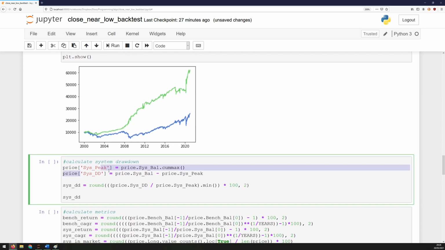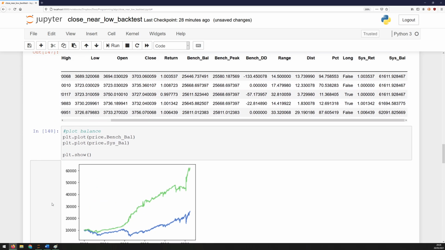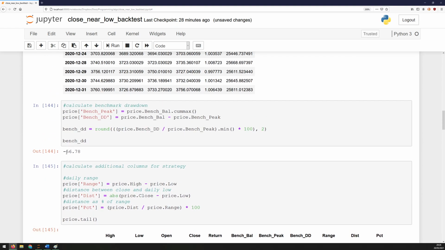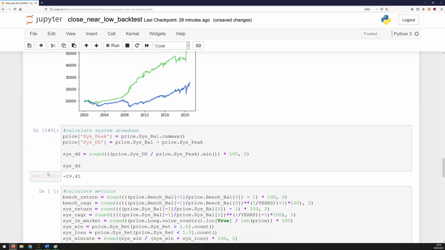Now I can do the exact same calculation for the drawdown that I did for the benchmark. And you can kind of see already that it doesn't really have the same kind of dips. I mean, it does have drops here and there, but it doesn't seem as severe. And it does calculate that it's just under 30% at worst drawdown, which compares quite well to the 56, almost 57% that the benchmark S&P had.